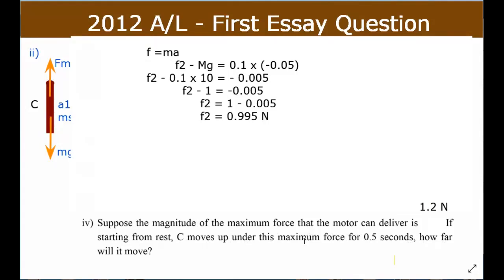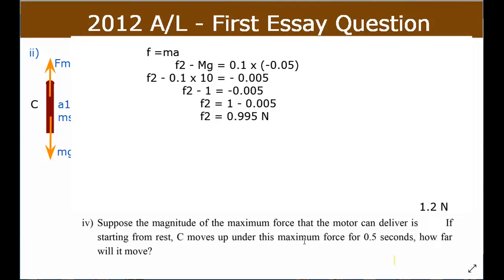Suppose the magnitude of the maximum force the motor can exert on C is 1.2 Newton. If starting from rest, C moves up under this maximum force for 0.5 seconds, how far will it be moved? So first of all, what should you do? We know the force, we know the mass. They ask us to find the distance traveled by the segment C.